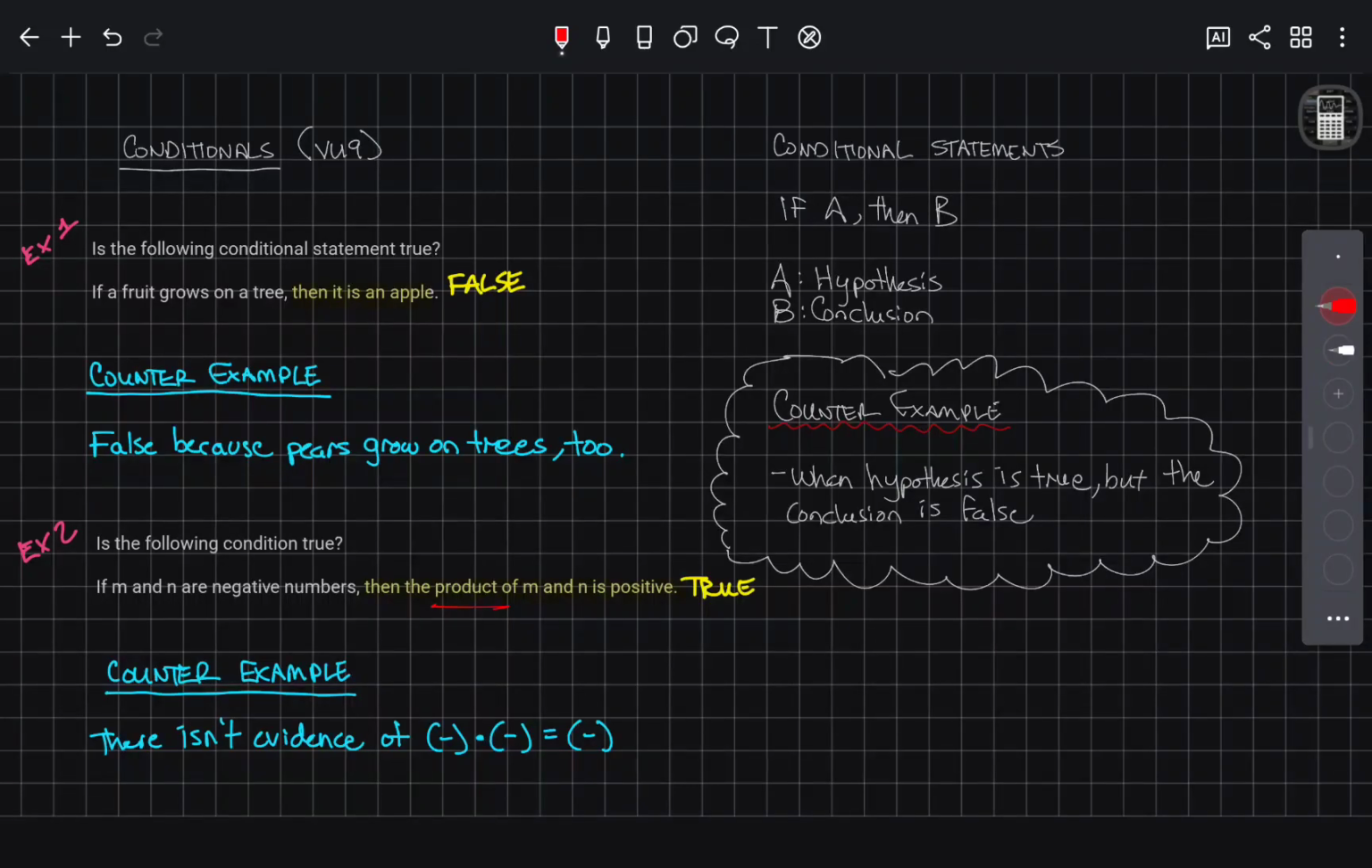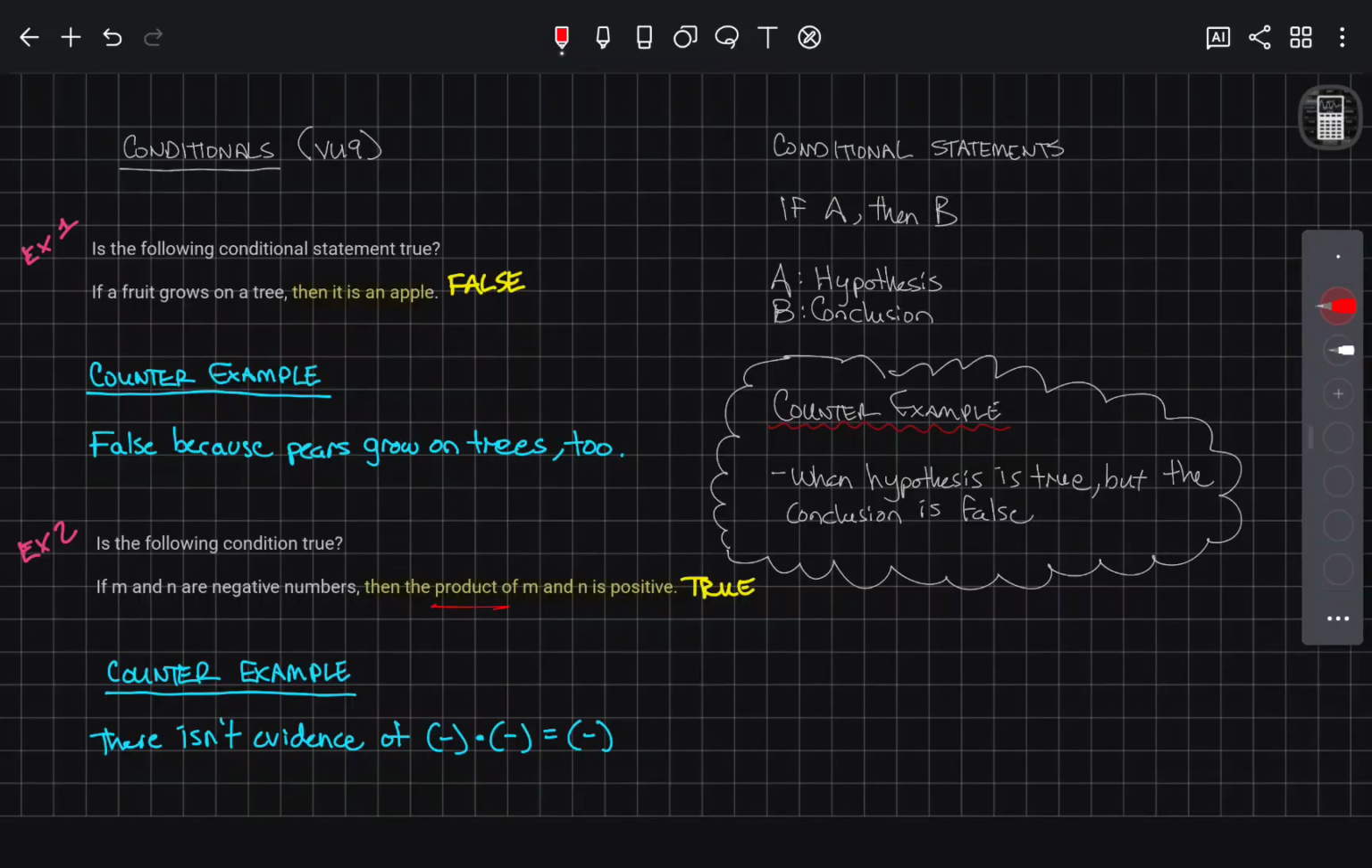I can't think of any two negative numbers that you can multiply to where it does not equal a positive. So simply because I cannot come up with a counterexample would mean that this is a true statement. I can't think of anything that would prove that wrong.